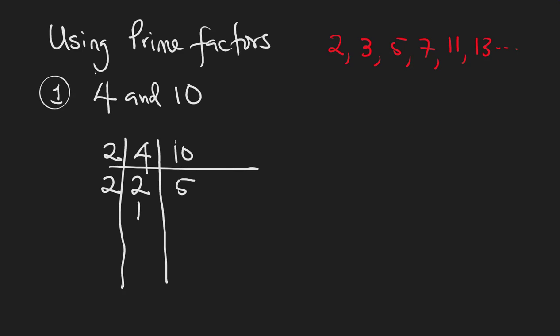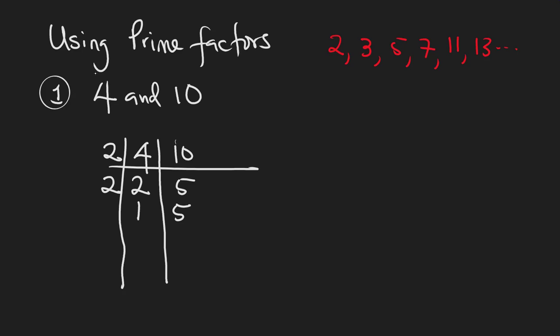Whenever a number is not divisible without any remainder, you write the number back. So since 5 is not divisible by these 2, we're going to write the 5 down. I see. So whenever a number is not divisible by a prime factor, you write the number down.